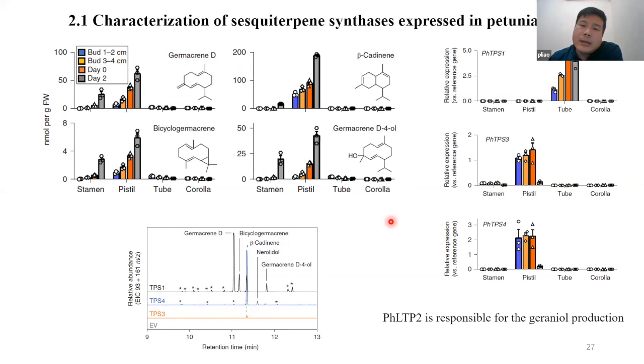Another very important piece of information is that TPS1 is expressed at a very high level in the tube. However, in the flowers, the TPS products are produced at a very high level in the pistil, but not in the tube, which is not consistent. So the hypothesis is that the product produced by TPS1 in the tube could be somehow fumigated, or transported from the tube to the pistil.